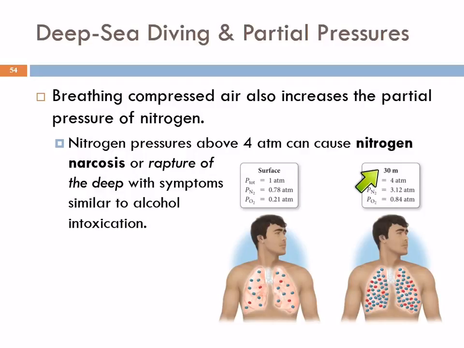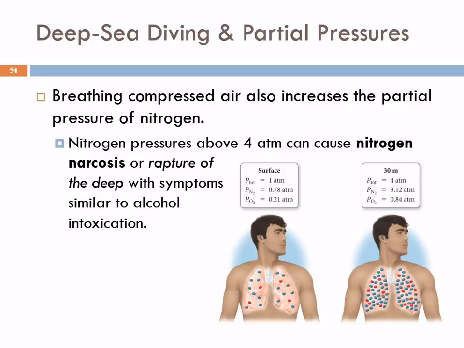So, you think about the guy at 30 meters. We talked about how each 10 meters you go down, you get one increased atmosphere of pressure. And so the total pressure on your tank needs to be 4 atmospheres, because otherwise you're not going to be able to inflate your lungs. So at 4 atmospheres, the partial pressure of nitrogen is going to be 3.12 atmospheres, which is getting up close to this 4 atmospheres where you're going to be in trouble. If you're 30 meters below the surface of the water, you do not want to be in a drunken state, right? You don't want to be losing your judgment and your faculties.